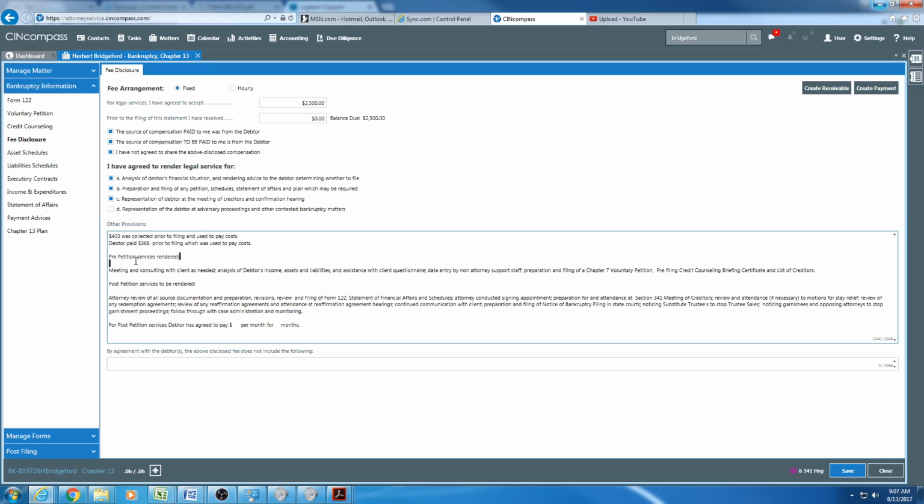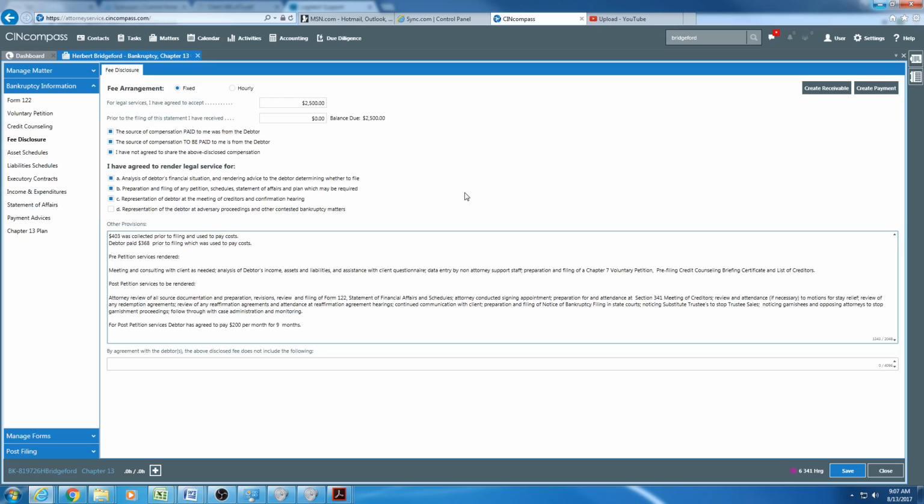It explains to the trustee and the court the pre-petition services rendered and the post-petition services that are going to be rendered, and the fact that the client is going to pay us $200 per month for 9 months. And so we would put all that information, we would click Save, and that would inform the court of our fee arrangement.